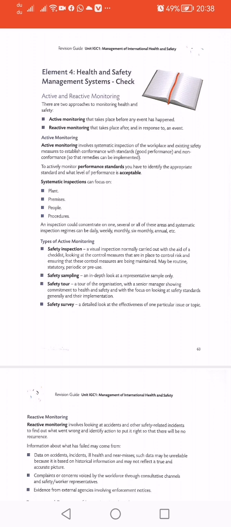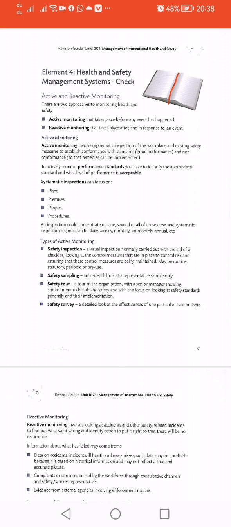Then talking about safety sampling, that is number two. Safety sampling is an in-depth look at a representative sample only. So this simply means that you just look at a sample. Like if you have ten buildings, you just look at one building, and you say this one is okay.